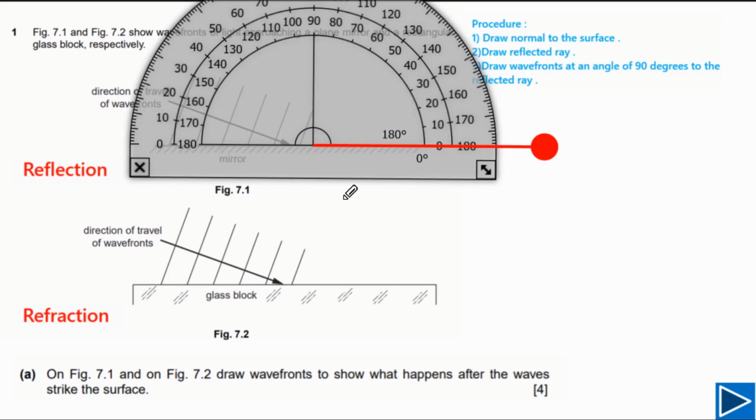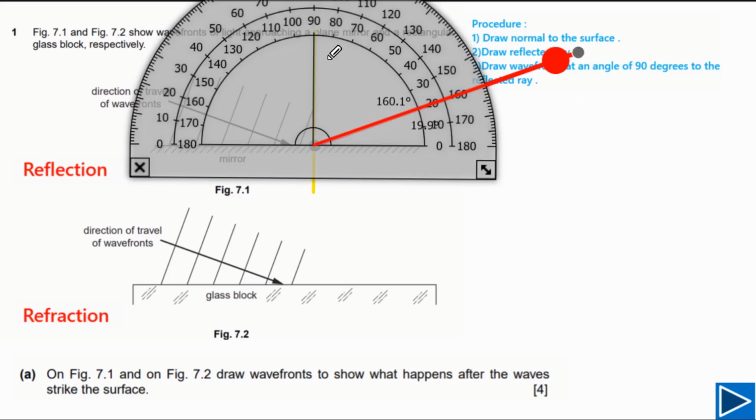So let me draw normal first of all. I will use this solid yellow line, but in your final exam you need to use dotted line instead of solid line. So this is normal and this is at angle of 90 degrees to the surface. Next step, we need to draw reflected ray, and that one has to be at the same angle as the angle of incident ray with normal, and that angle is 70 degrees. Now we have to draw the line here. So this is our reflected ray.